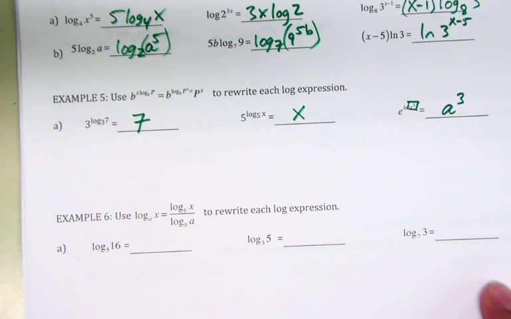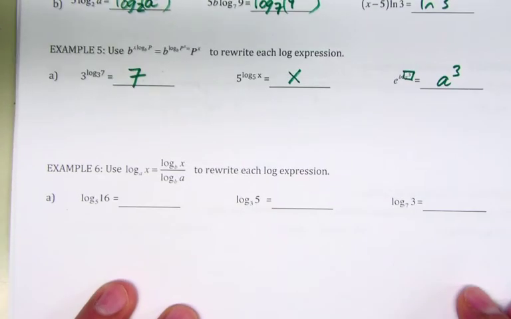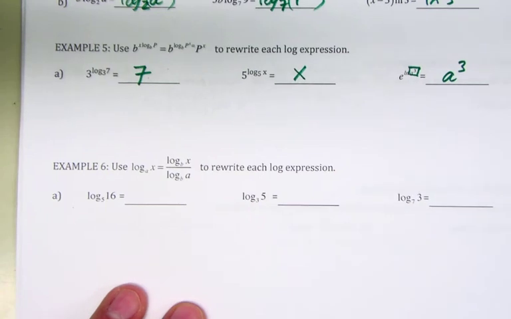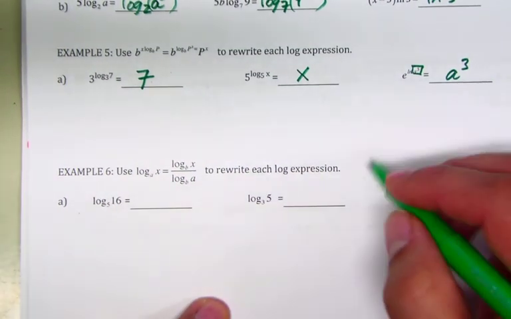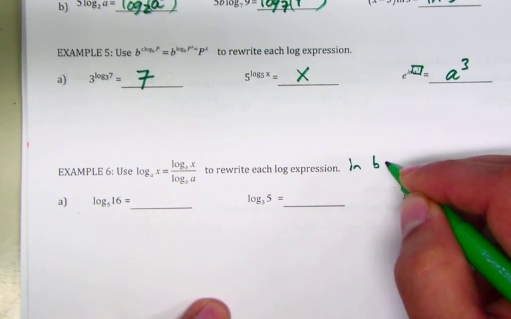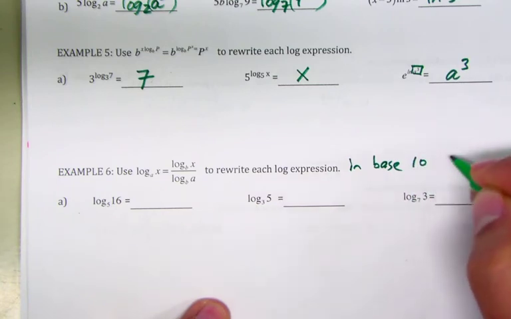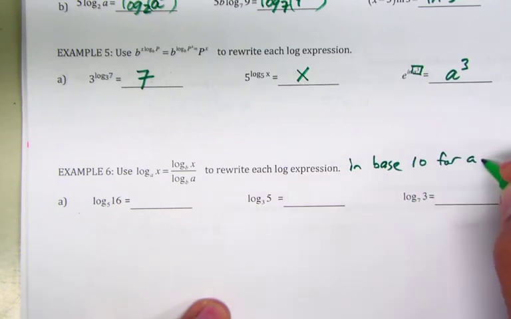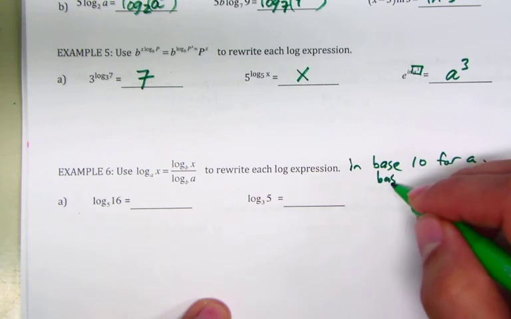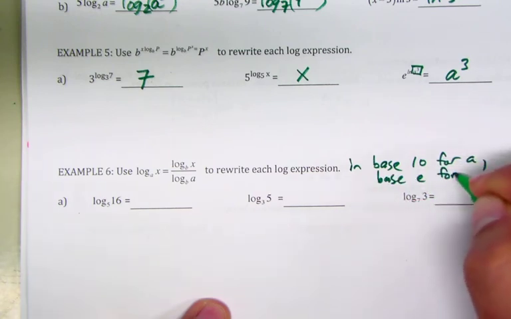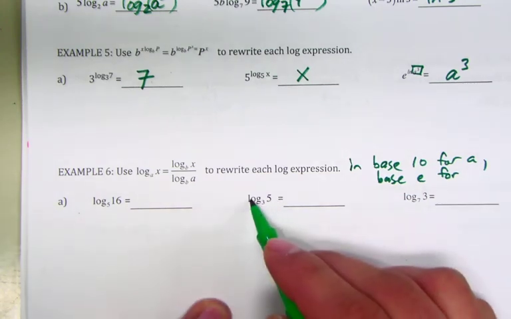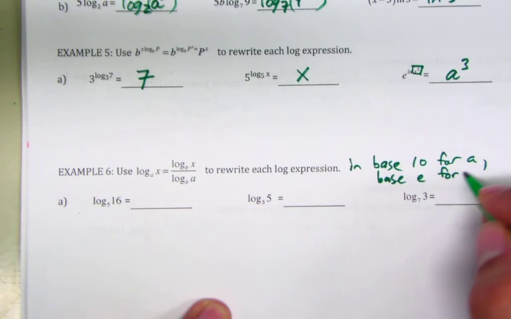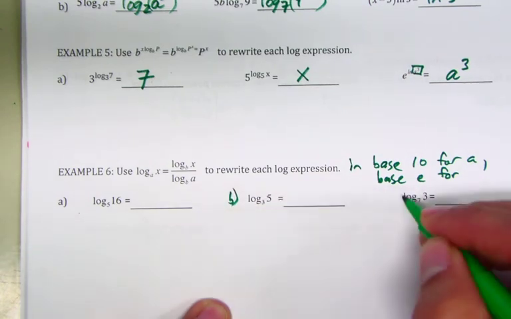Example 6 is kind of silly. I'm going to add more direction to that. Oh, I hope that didn't freeze. Okay. Let's do it in base 10 for A and base E for, oh, there's only one A. For the last, let's just call this B. Let's just call this C. B and C.